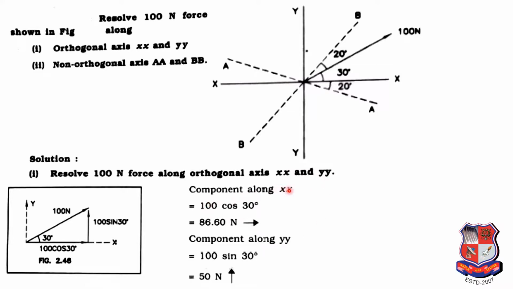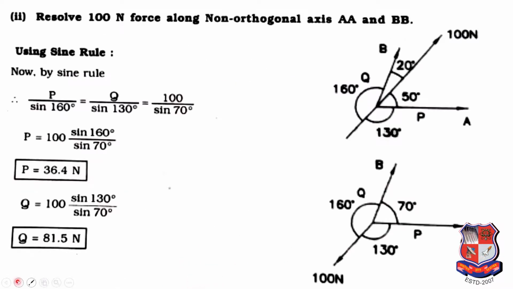So resolve the 100 Newton force along orthogonal axes XX and YY. The component along XX will be 100 cos 30, that will be 86.60 Newton, horizontal. The component along YY is 100 sin 30, that will be 50 Newton, upward vertical. Okay. Resolve the 100 Newton force along non-orthogonal axes AA and BB.